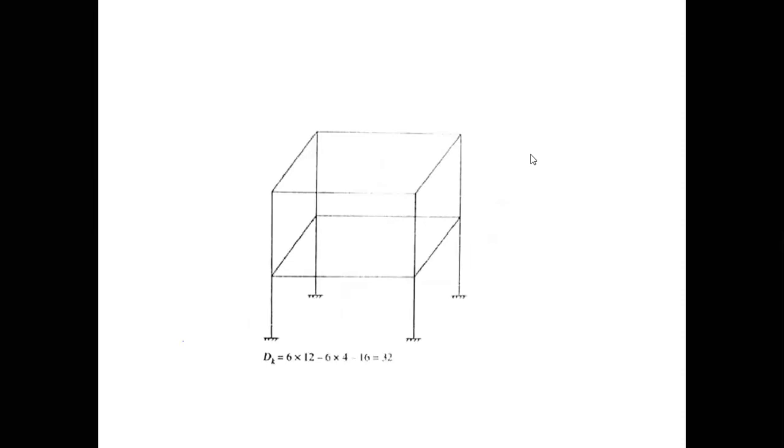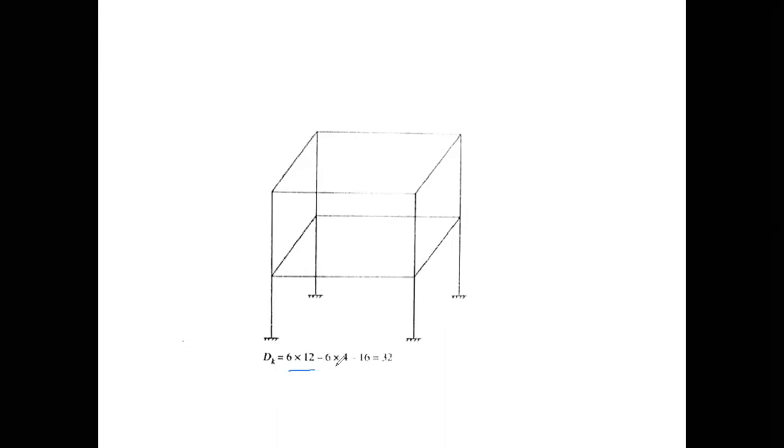Now this is a space frame, and for a space frame, we already know that the formula becomes 6j minus r minus m. So 6j minus r minus m will become like this. It is 6j, the number of joints is 12, that is 1, 2, 3, 4, 5, 6, 7, 8, 9, 10, 11, 12. So the number of joints is 12. So it is 6j minus r.